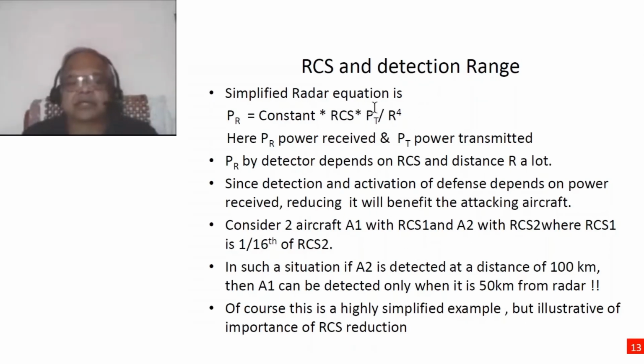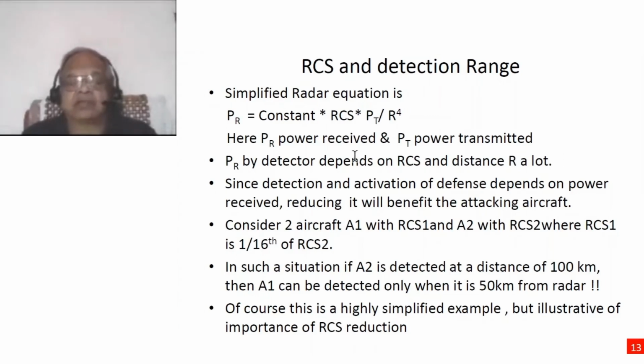Okay, so the ground station transmits radar waves with a power of P_T. The target aircraft or a missile is at a distance R, and its RCS is known, multiplied by the constant is the amount of power received by the antenna. So P_R received by the detector depends on RCS, of course, directly, and the distance to the power 4. Basically, distance is a very crucial thing.